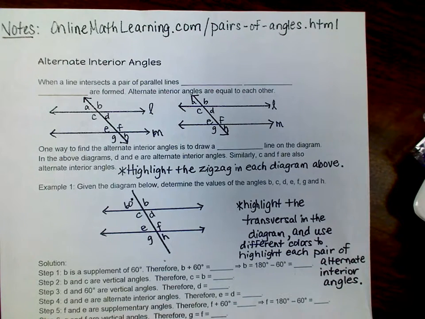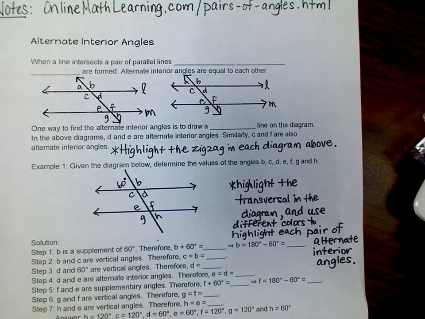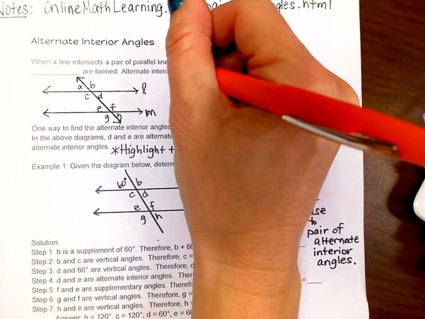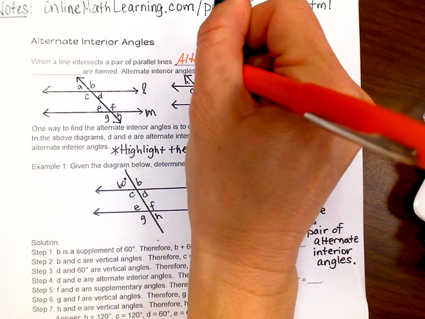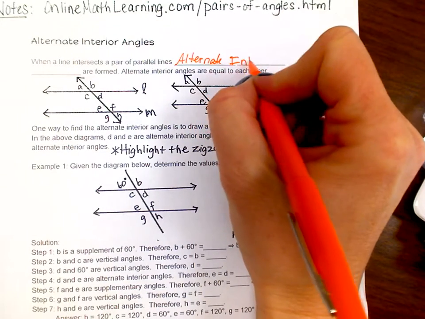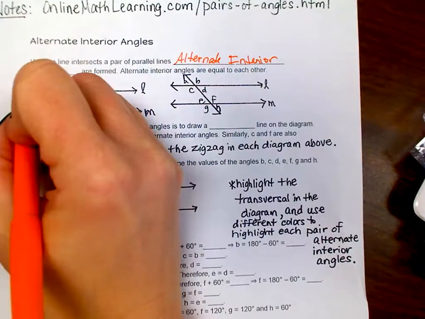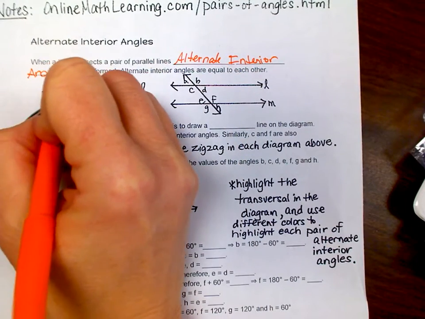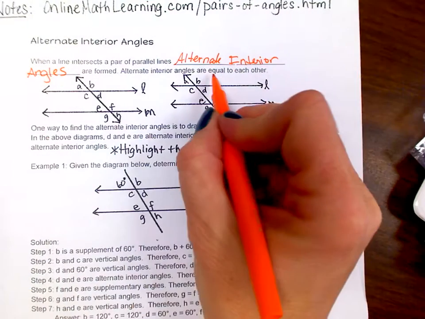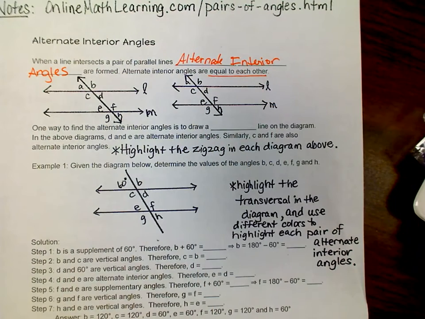Alternate interior angles. When a line intersects a pair of parallel lines, alternate interior angles are formed. Alternate interior angles are equal to each other. Okay, remember, they're equal to each other. The word we use for that is congruent. When they are congruent, same shape, same size.